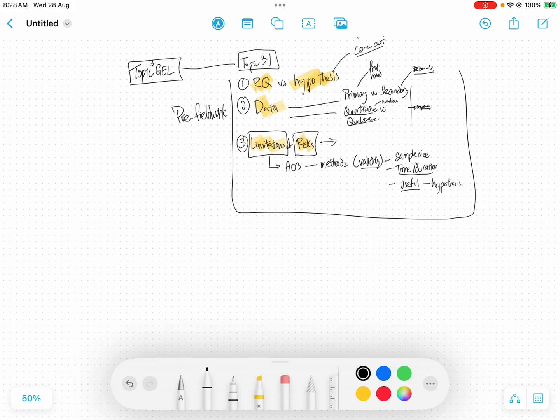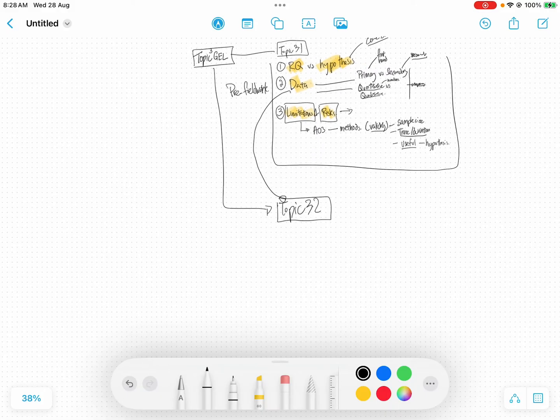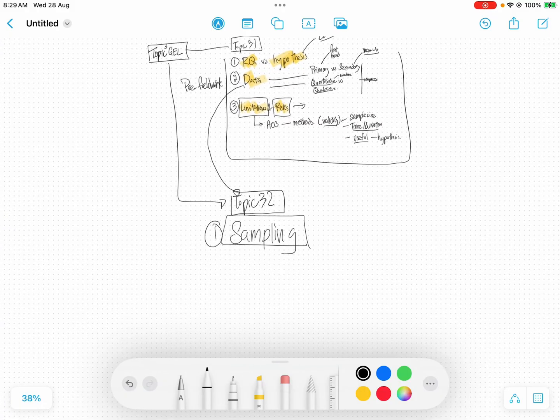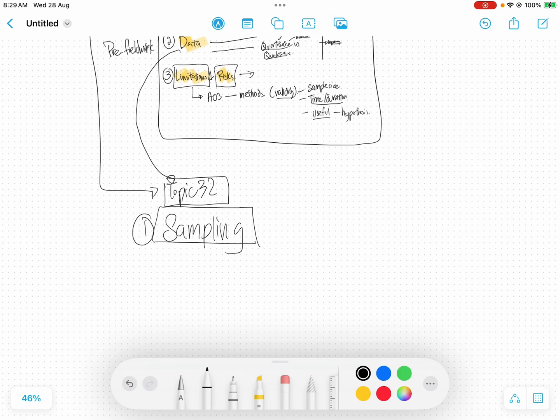Moving on, let's go to topic 3.2. Topic 3.2 is about the collection of primary data. We zoom into primary data. For topic 3.2, I just want to explain a little bit about the concept of sampling first. Sampling has been the most confusing thing in this book. A lot of you are confused about the way things are being sampled and what are the different types of sampling.